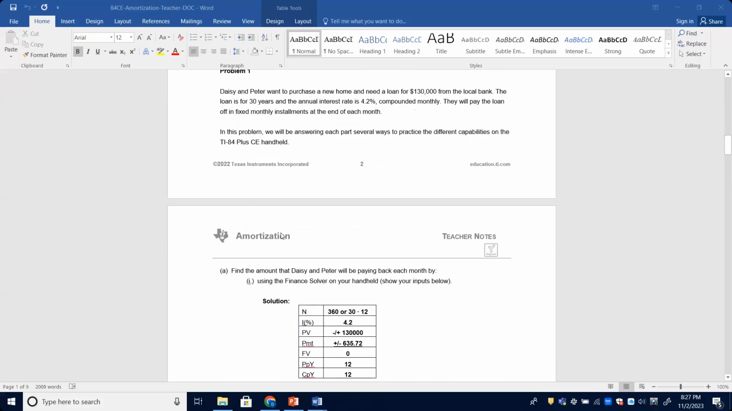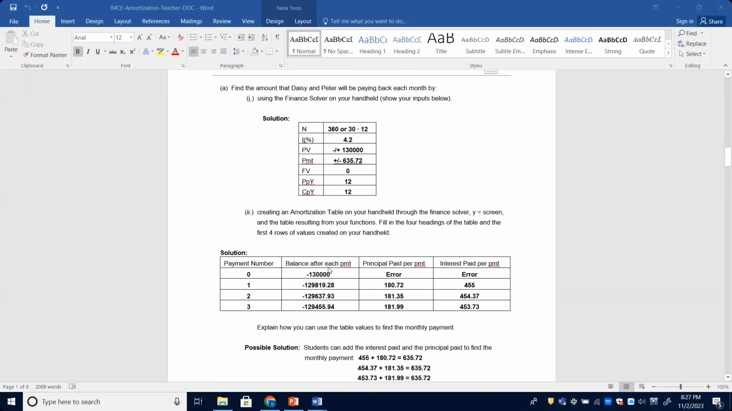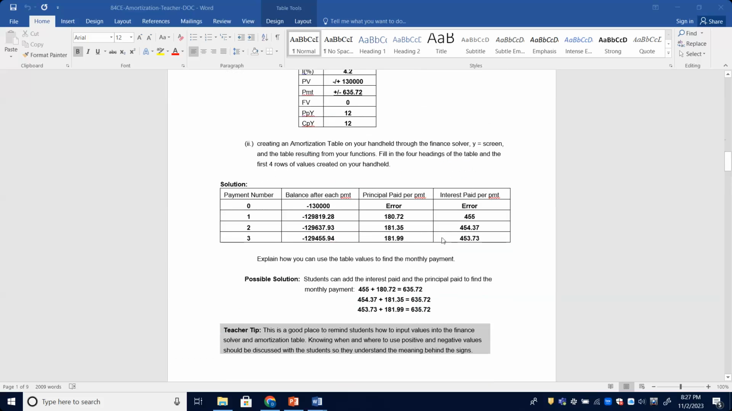So here's problem one. It goes through the solution. Here are your solutions for both the financial solver and the amortization table. And something I'm also trying to do with each activity is include a question like this right here, which says, explain how you can use the table values to find monthly payments.